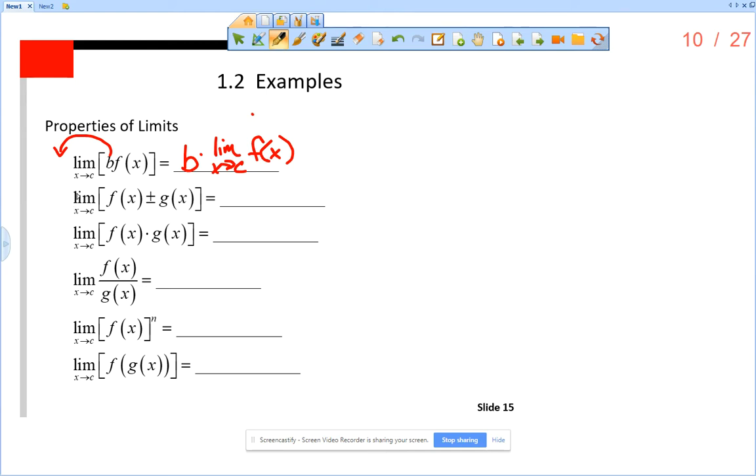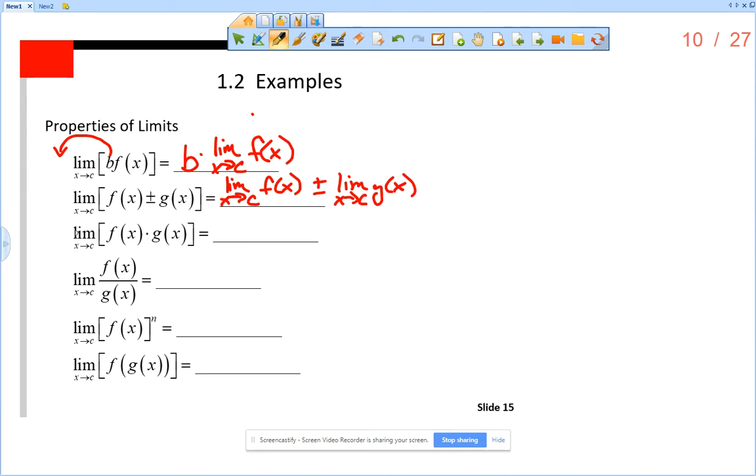All right. Another property. The limit as x approaches c of f of x plus or minus g of x. Well, if I have two functions added together or subtracted, then I can simply take the limit as x approaches c of f of x and then add it or subtract from the limit as x approaches c of g of x. So if I have two separate functions added or subtracted together, then I can simply add or subtract their limits.